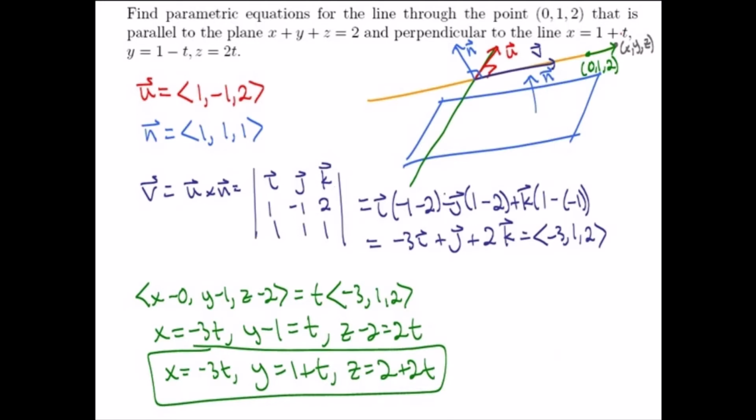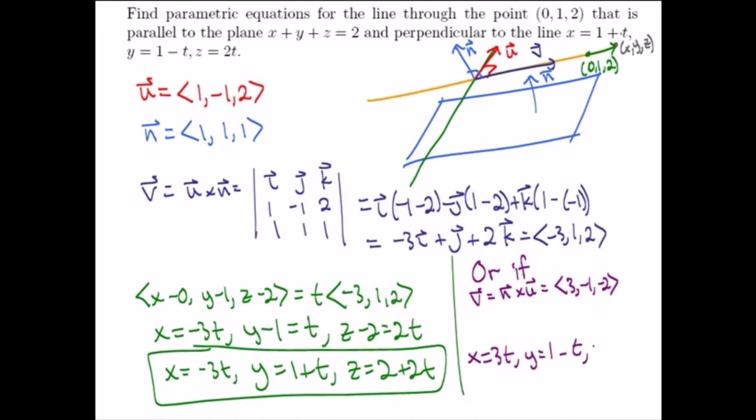Now, if you cross your things the other way, we can just point that out. If you took v to be n cross u, you'd have got positive 3, negative 1, negative 2, and the parametric equations just would have been x = 3t, y = 1 - t, and z = 2 - 2t. So either of these forms is okay, it just depends on how you did your cross product of your direction vector of the given line with the normal vector of the given plane.